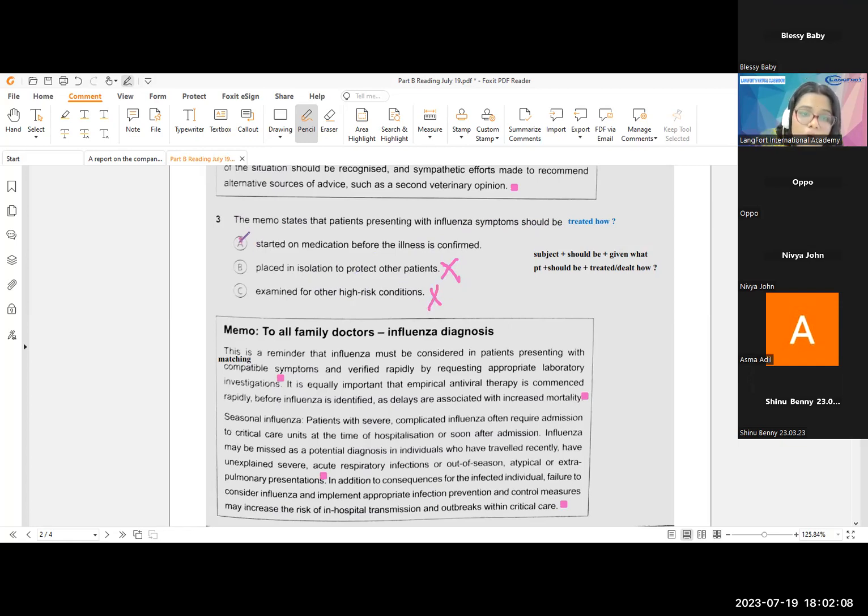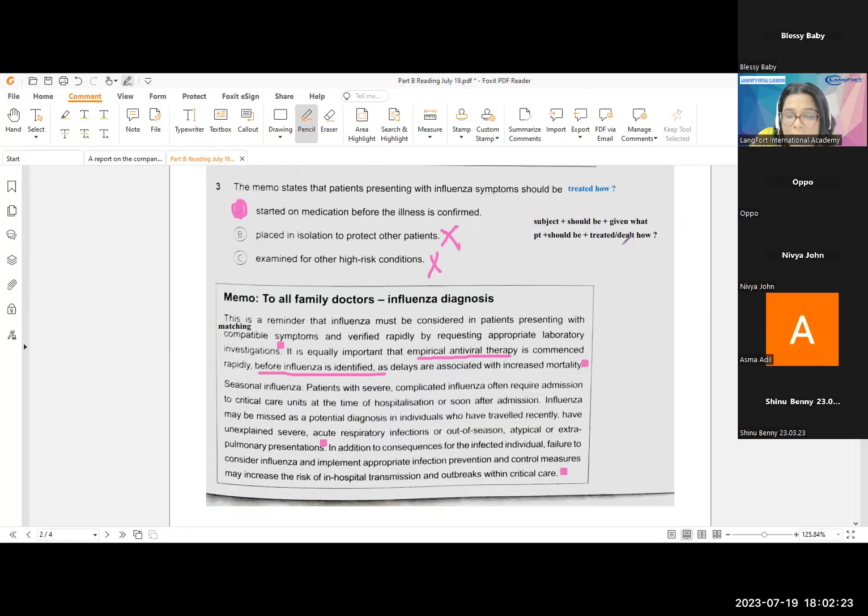So, of course, option A is the answer. You know why it is. This is the sentence: it is important to start antiviral therapy before influenza is identified. So, A is the answer. Okay. Quickly go through it and make sure that you remember this. If there is a patient, then you can say treated how or dealt how. Both are correct. Okay, please go through this as well, all of you.